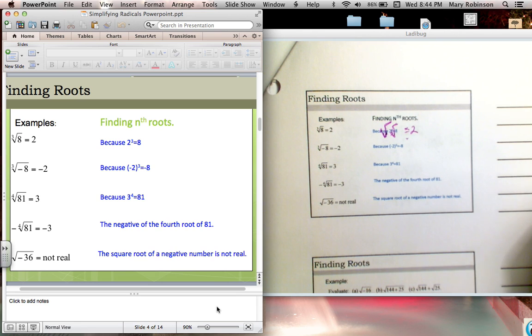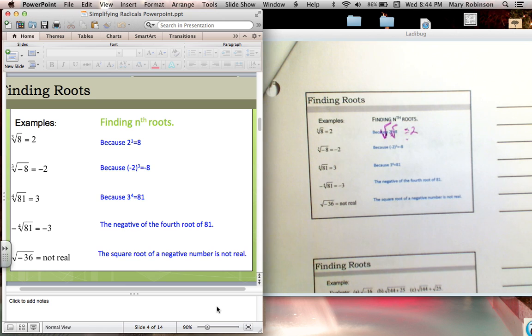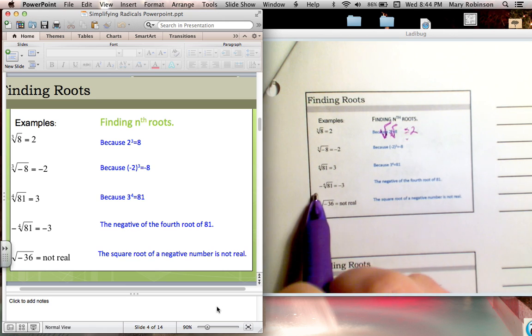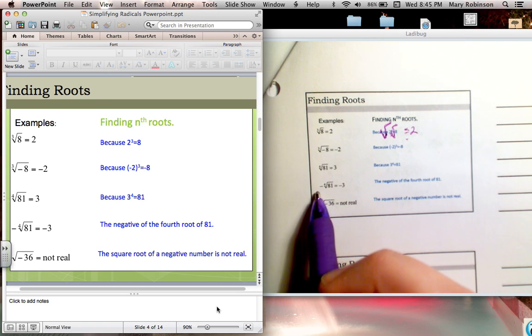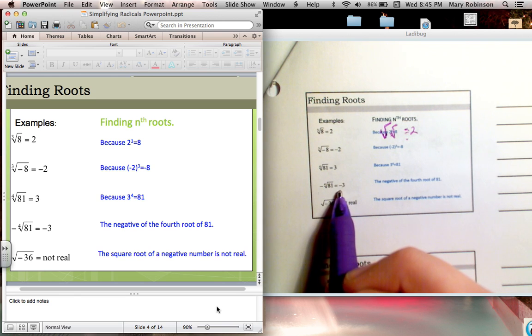So negative 2 times negative 2 times negative 2 gives you negative 8. The fourth root of 81 equals 3, because 3 to the fourth power equals 81. So you have 3 times 3 times 3 times 3 gives you 81. Therefore, the fourth root of 81 gives you 3. When you have the negative in front of the radical, you would solve it the exact same way, except it makes your answer negative. So you do the fourth root of 81, you still get 3, but because it was negative, it makes your 3 negative.